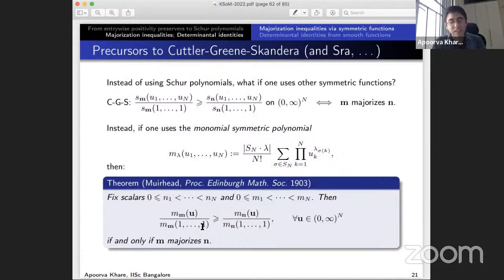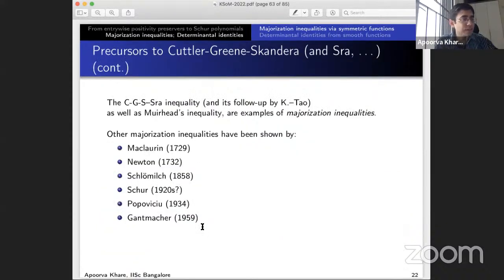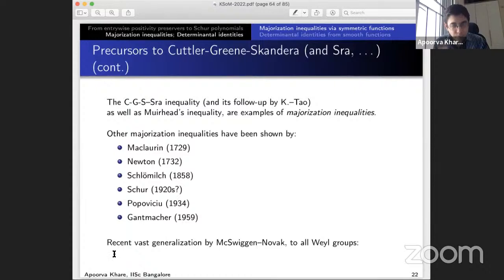M majorizes n. This is an inequality more than 100 years old, older than the Schur product theorem, by Muirhead in 1903. Yeah. And in fact, this is preceded by other things as well. So Maclaurin, Newton in the 1700s, and then Issai Schur himself, and various other people. These are all examples of majorization inequalities. And there was recently a vast generalization by Colin McSwiggan and Jonathan Novak from this kind of majorization, the usual majorization, to all Weyl groups.